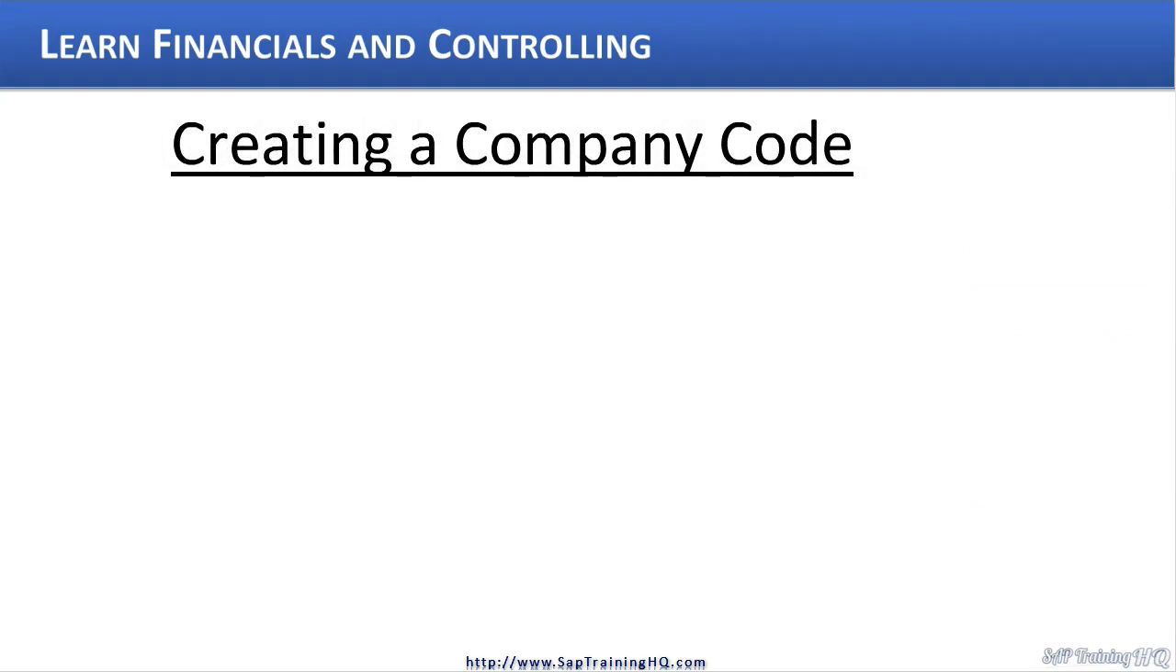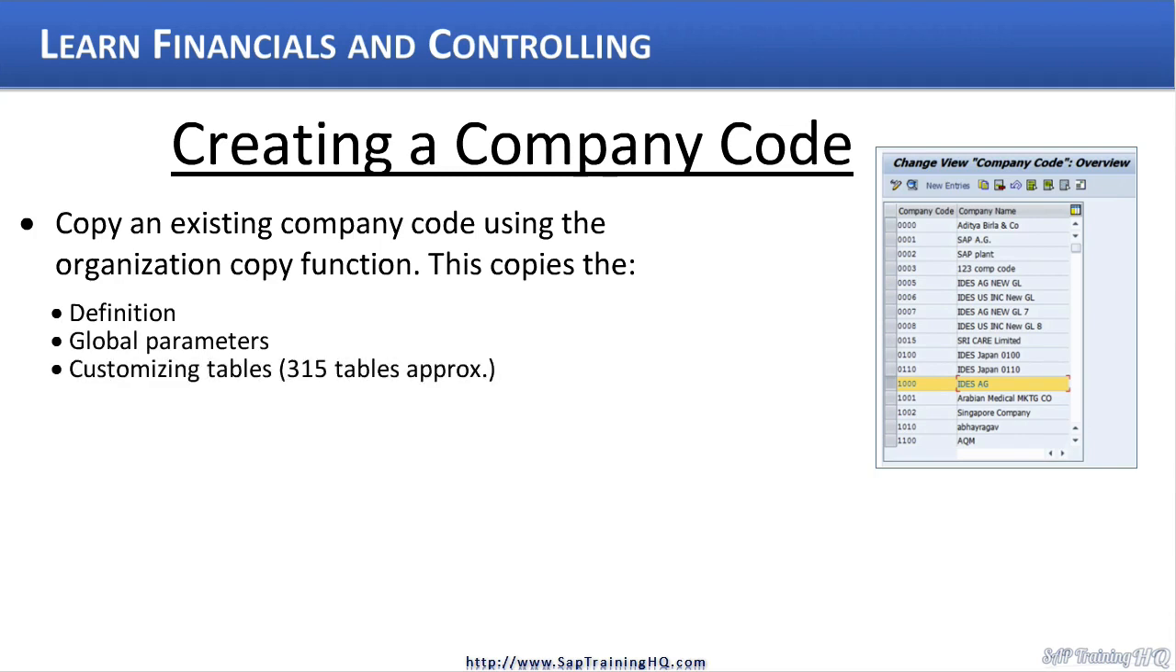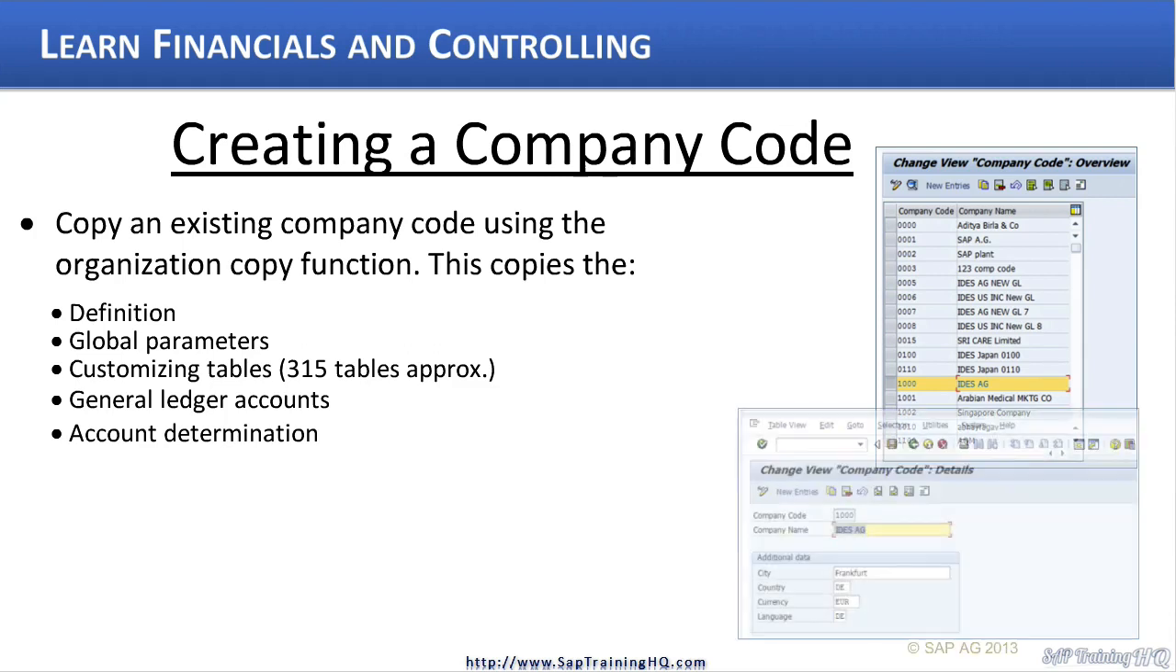Well, the easiest way to create a company code is to copy an existing company code using the organizational copy function. This copies the definition, global parameters, customizing tables, about 315 general ledger accounts, and account determination. In this way, one can copy the existing company code's specific parameters and then edit the required data in the new company code that we've created.